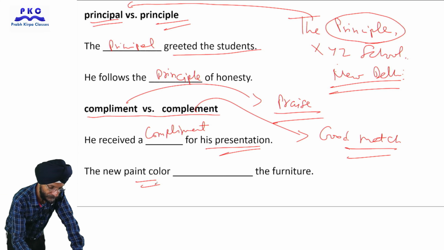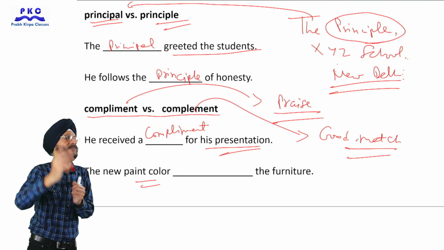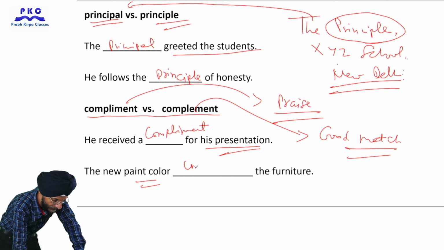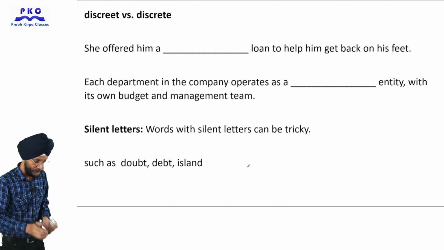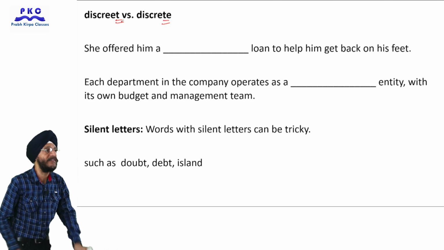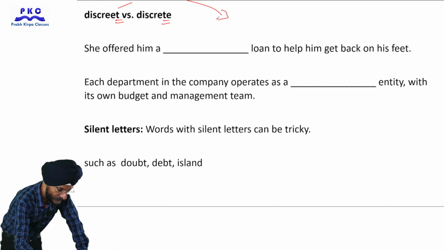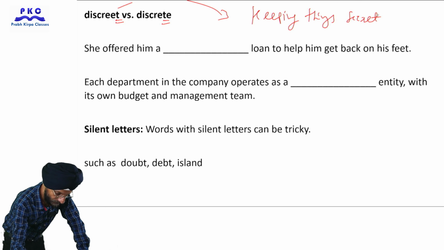The new paint color is a good match, or fits in with the other thing. Here it is complement. Then discrete and discreet. In one, T is in the middle, and in the other case, T is at the last. In case of discreet, it means keeping things secret, or private.